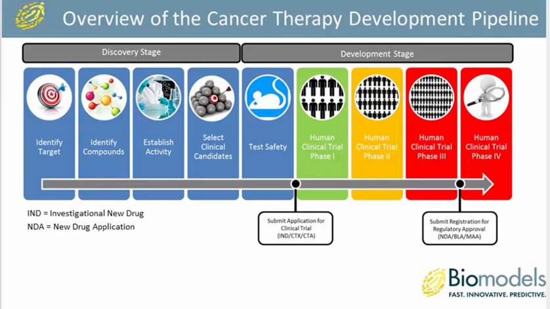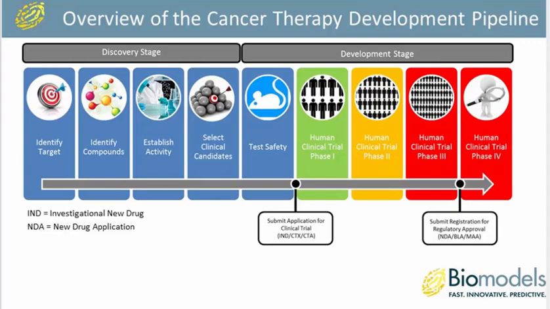Now into the overview of the cancer therapy development pipeline, which many of you will be familiar with. But just to go over really quickly, we are going to want to develop our novel therapeutic from concept to patient, and we're going to need to run through different steps in the discovery stage and also the development stage. So preclinical, we're going to identify targets, identify compounds or biologics or whatever the therapeutic modality may be. We want to establish activity. We're going to do clinical patient selection and test safety before moving into human clinical trials.